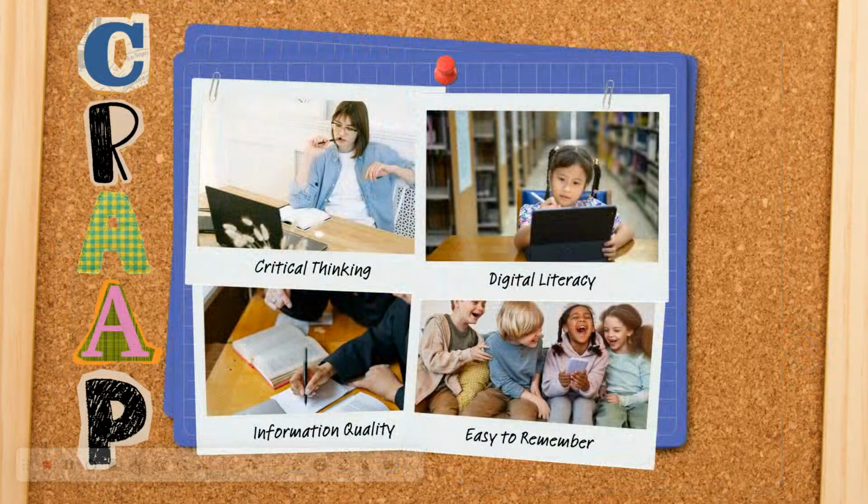Personally, I think the CRAAP method is the best for K through 12. I definitely feel like there's more critical thinking that goes along with it. Definitely working on your digital literacy, making sure sites are good, reliable sources. The information quality, it's looking at truly the thoroughness of the source. And then, of course, it's easy to remember. What kid doesn't like to say, hey, I'm using CRAAP?